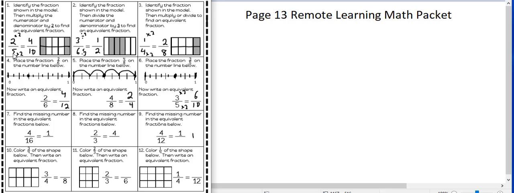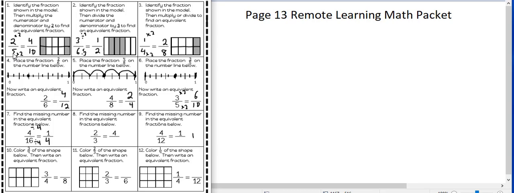All right, so here, find the missing number in equivalent fractions below. So here I look at what I do to 4, either multiplying or dividing, to have it equal 1. I know 1 is less than 4, so I need to divide. Dividing makes numbers get smaller. So 4 divided by 4 equals 1. So I need to do 16 divided by 4, because what I do to one, I've got to do to the other. 16 divided by 4 is 4, so the equivalent fraction would be 1/4.